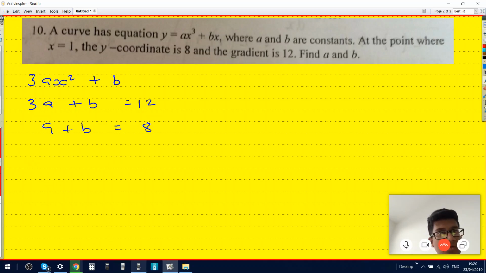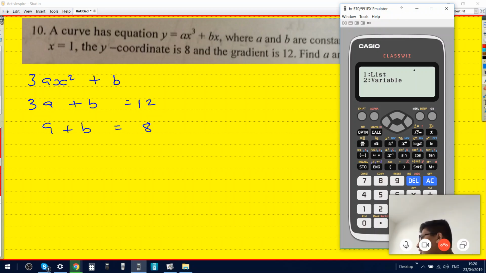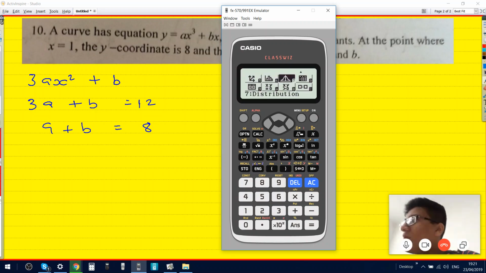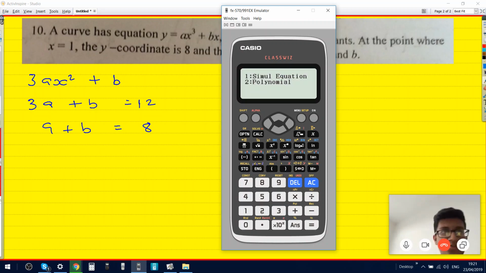Do you know which calculator you have? I've got the ClassWiz one, yeah. And do you know how to do simultaneous equations with it? Yeah. Would you mind if I just go and get it? Sorry. Okay, yeah.